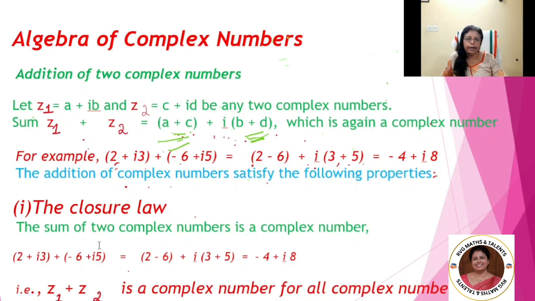Addition of complex numbers follows some properties. The first one is closure law. What is closure law? The sum of two complex numbers is a complex number. We have already seen the example 2 plus i3 and minus 6 plus i5. What is its sum? That is minus 4 plus i8, which is a complex number. That means the sum of two complex numbers will be a complex number. That is closure law.